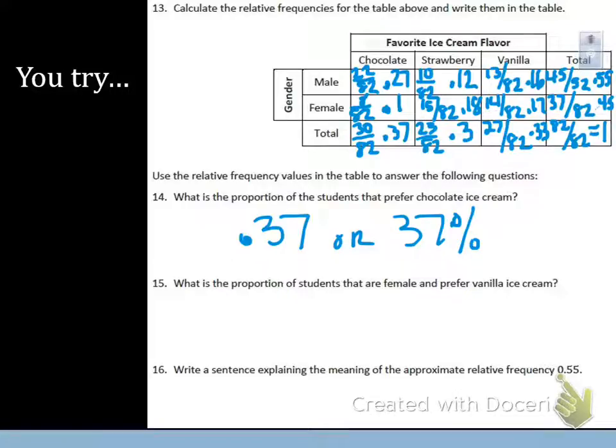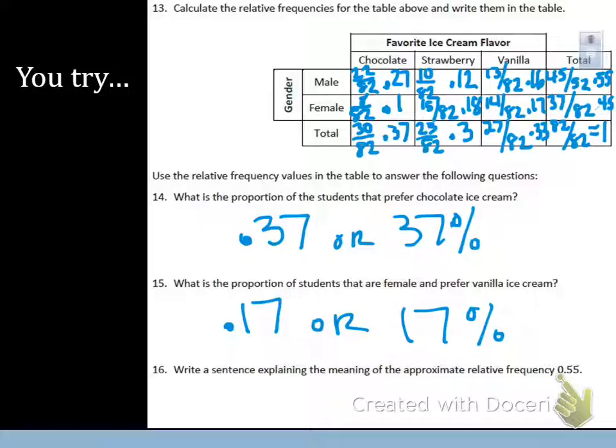Number 15, what is the proportion of students that are female and prefer vanilla? So I have to match those two things up. I have to come down from vanilla and over from female, and when I find that, that is 0.17, or 17% of students are females and prefer vanilla.